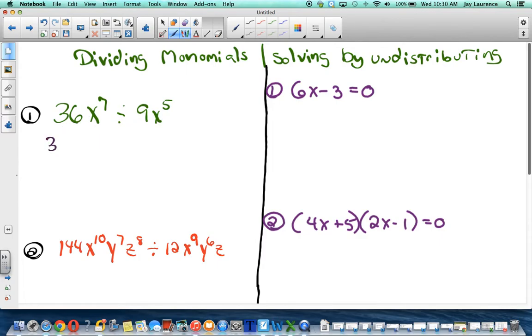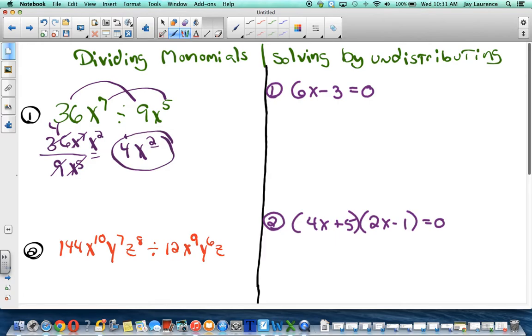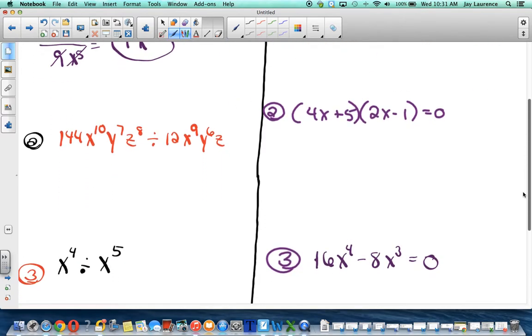Of course, I like to rewrite it as a fraction, and you'll see soon why I think this is such a good idea. And then I know that 9 is going to go into 36 4 times. And I know that x to the 7th divided by x to the 5th is going to be x squared. And there's my answer. Now, some of you are pretty sharp and going, hey, 36 divided by 9, I know that's 4. And a 7 and a 5 and a 2. Pretty strange. All right, so let's go on down to number 2 here.